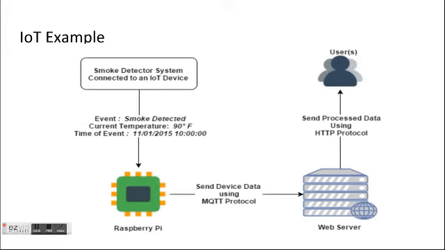A typical IoT example is a smoke detector system. It gets some data, detects smoke, says the room temperature is 90 degrees Fahrenheit, the temperature is so and so, the time of event is so and so. Raspberry Pi is connected to the device and to the internet. It gets the data from the device and sends it to the web server using the MQTT protocol in this case. The web server is responsible for processing the data, converting it into a human readable format, and giving it to the user.